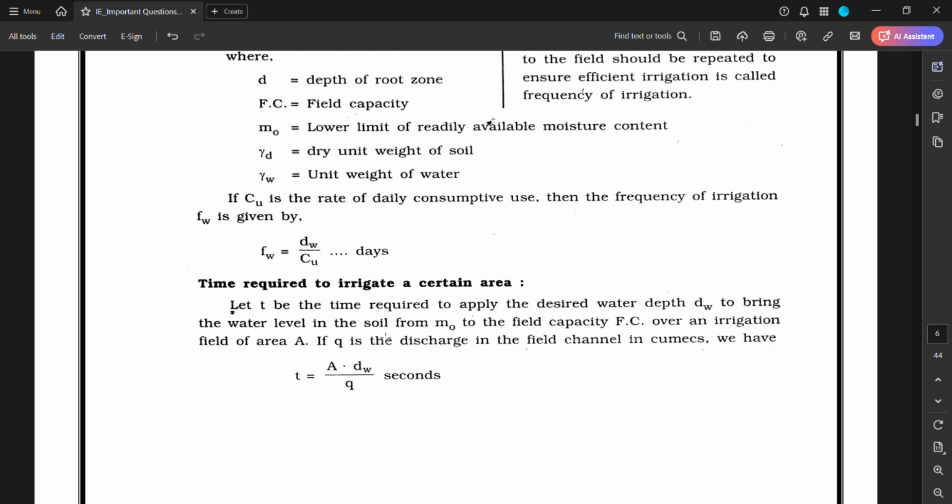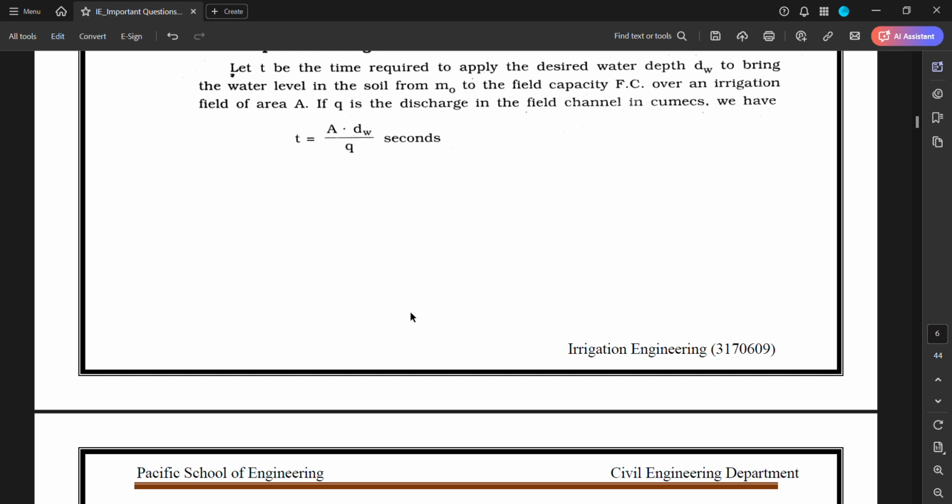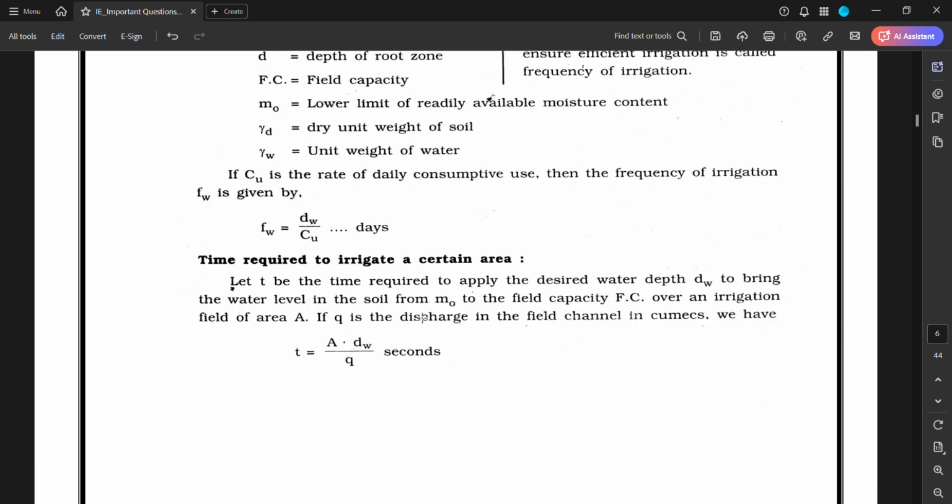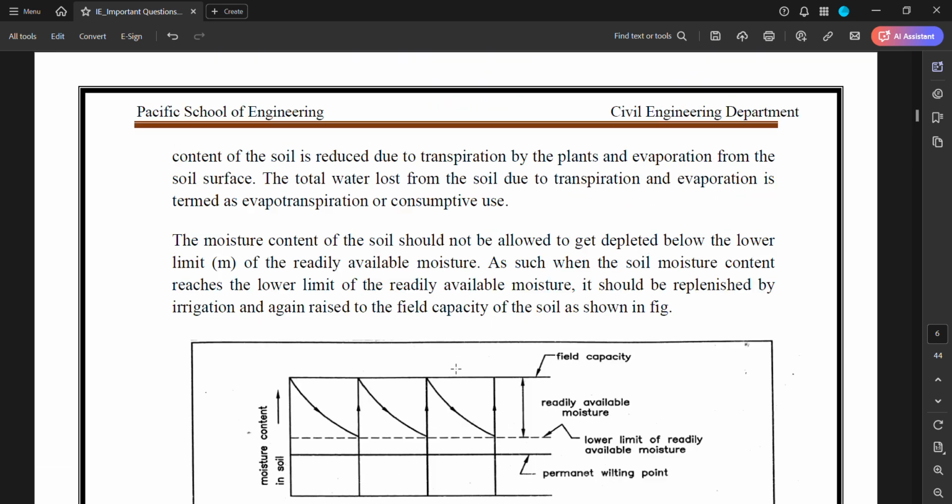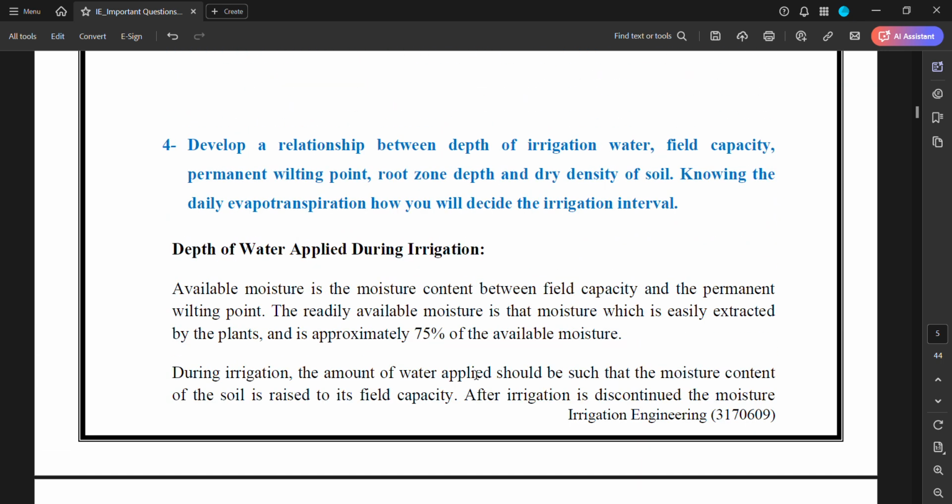Time required to irrigate certain areas. Let T be the time required to apply the desired water depth dW to bring the moisture level in the soil from m0 to field capacity FC over an irrigation field of area A. If Q is the discharge in the field channels, we have T = A × dW/Q, which is in seconds. So this is the relationship given here. Go through these questions.